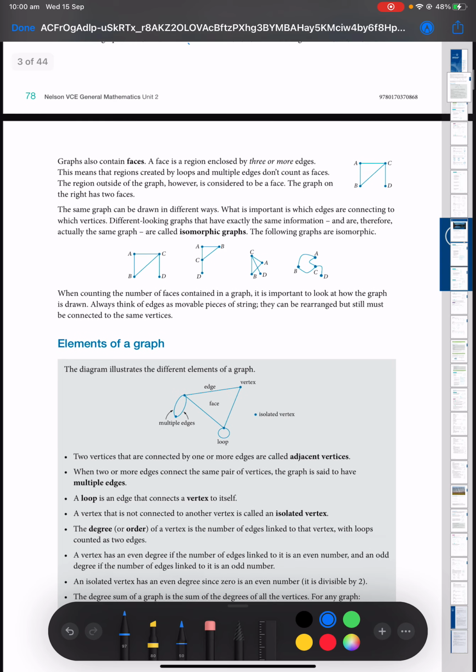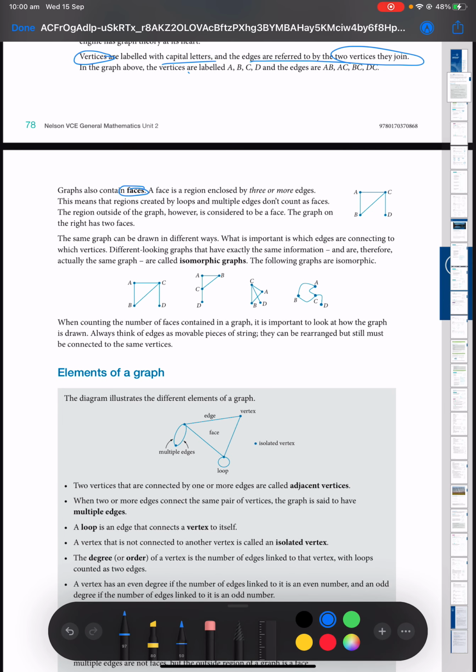We also say that graphs can have faces. Okay, so a face is basically a region that's enclosed by three or more edges. Okay, so here A, B, C is enclosed, and that is considered a face. So if there is a region that's created by a loop or multiple edges, we don't count them as faces. The region outside the graph, so all of this space that's outside the graph, is also considered to be a face. Okay, so in this case, we've got the inside area that's enclosed and the outside area. So this would be deemed to have two faces on the right.